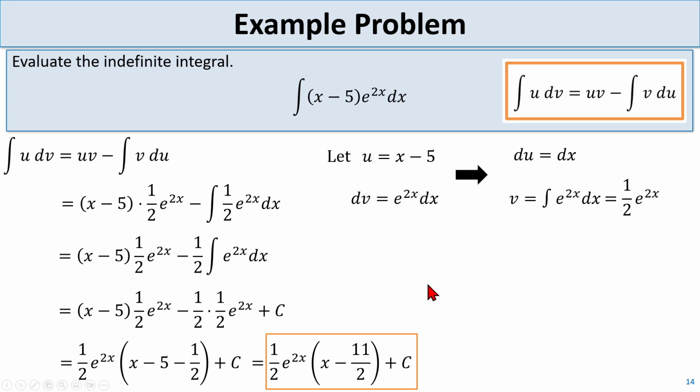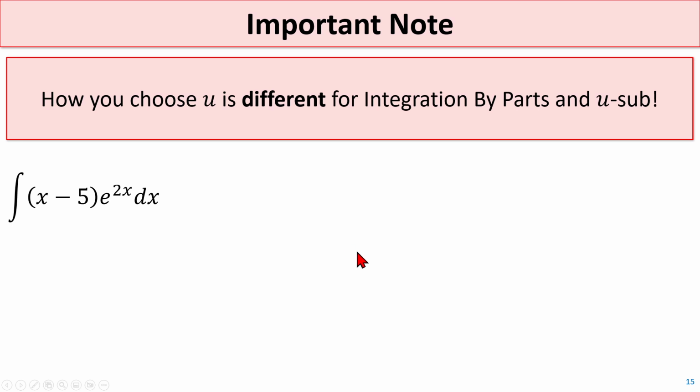So I want to make one important comment because you're probably more used to using the method of substitution. And in the method of substitution, it would be very common to let u equal like 2x or whatever the exponent of e is. But the way that you choose u for integration by parts and for u sub are very different. In fact, 2x isn't even an option for u when you're doing integration by parts in this problem.